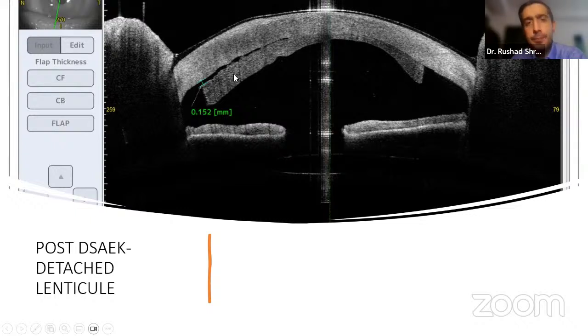This is a DSEK lenticule. What you can see is that this is actually detached from this particular area. And this lenticule is becoming thicker over a period of time because it's not attached to the host cornea. The endothelium is not functioning. Now, in this kind of patient, you would think of rebubbling. You'll put an air bubble again to attach this DSEK lenticule to ensure that it is accepted in the body and the graft works well.